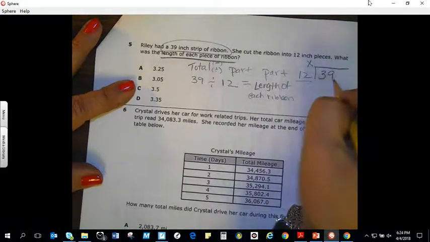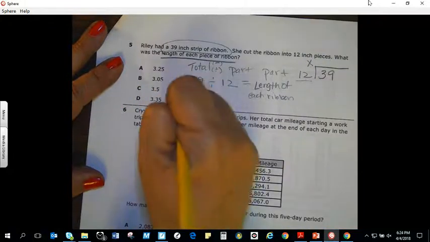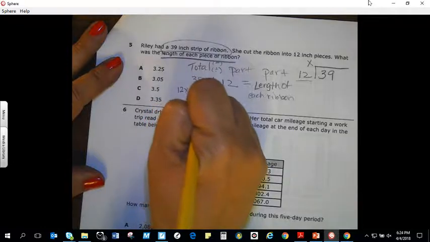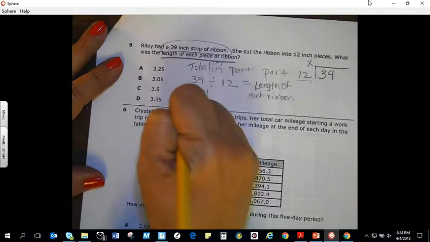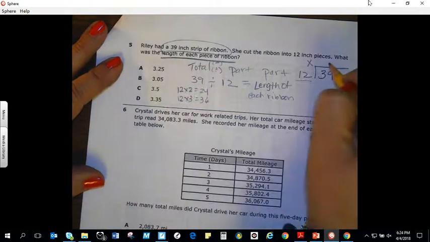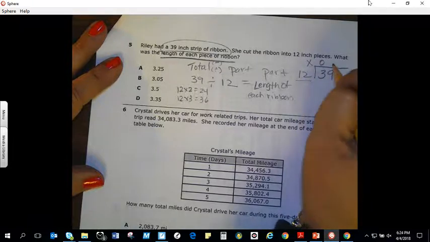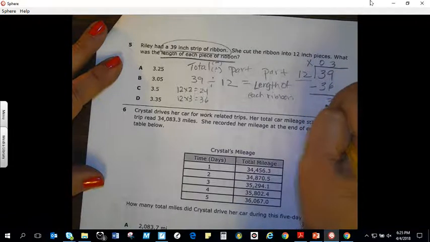12 can go into 39. Well, I know that 12 times 2 equals 24. Then 12 times 3 equals 36. So 12 cannot go into 3. I'm going to put my 0 there. 12 can go into 39 3 times, close to, without going over, because 3 times 12 equals 36. I'm going to subtract that out. And this is going to be 9 minus 6 is 3. So it gives me a remainder of 3.